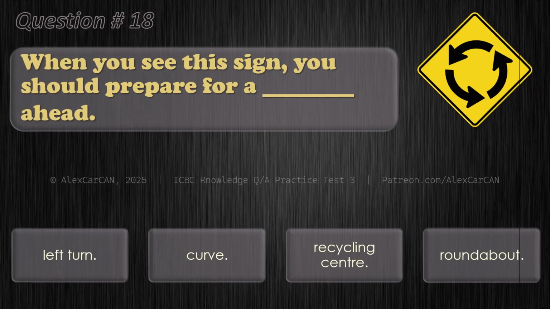Question number 18. When you see this sign, you should prepare for: ahead, left turn, curve, recycling center, roundabout. The correct answer is roundabout.